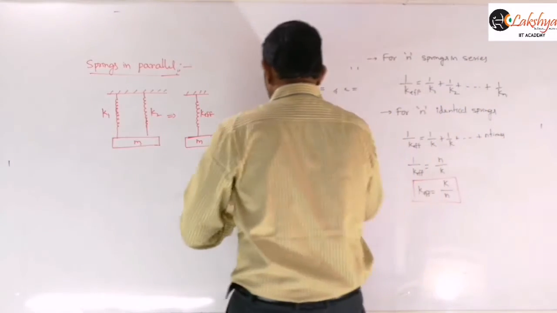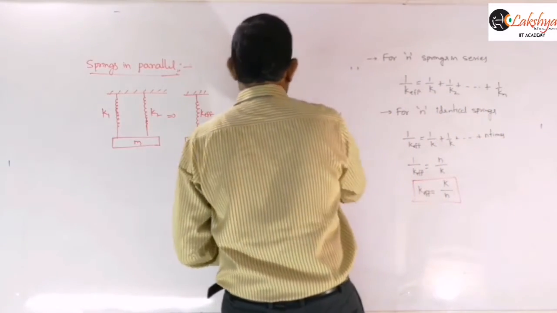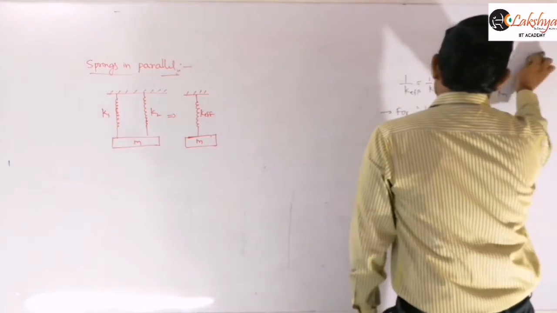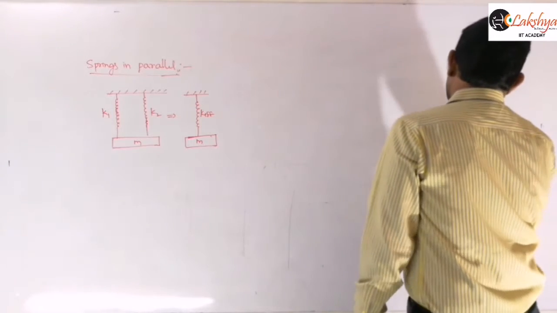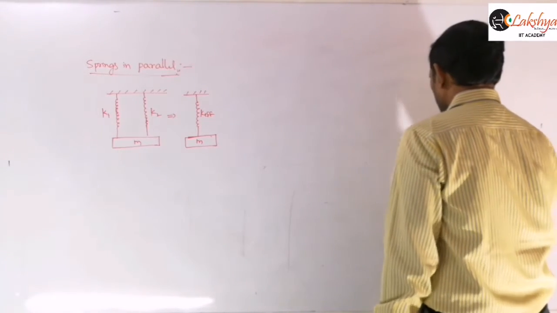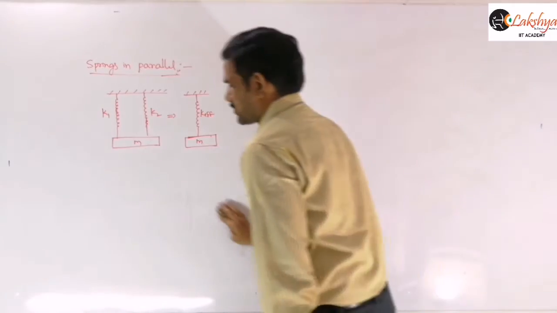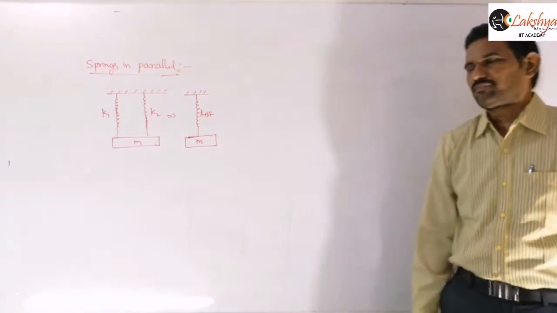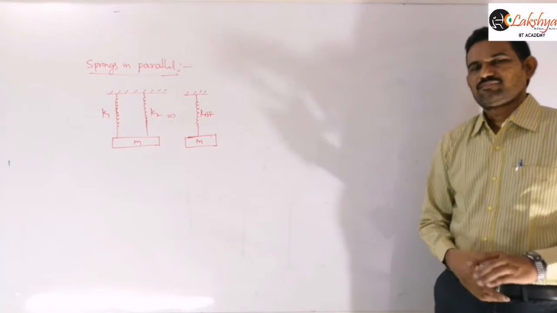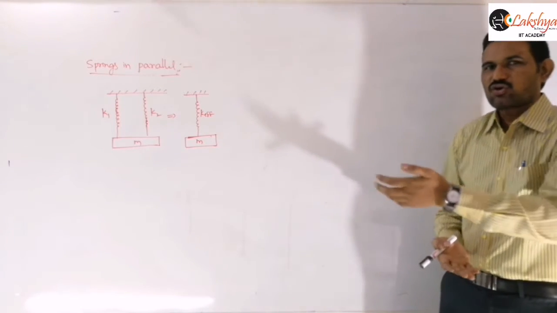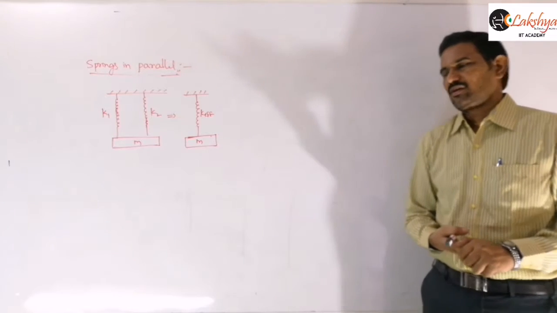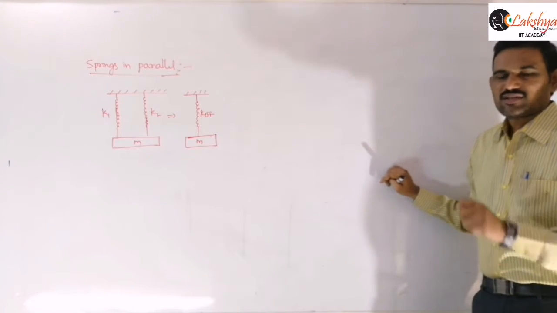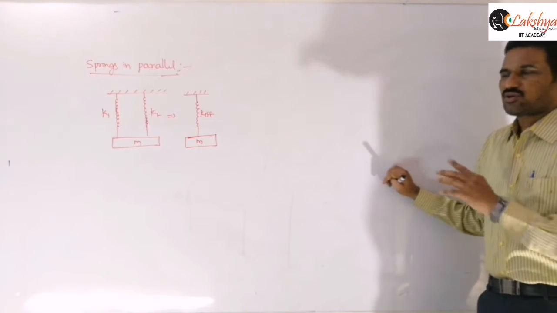Springs are said to be connected in parallel when the elongation or compression produced in them is the same. Whereas in series we discussed that the force will be the same, when the springs are connected in parallel, the elongation or compression will be the same.